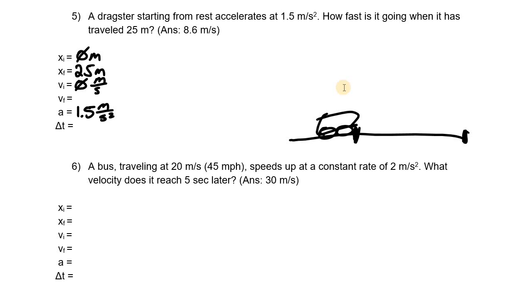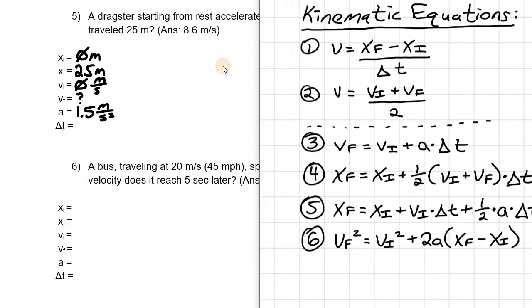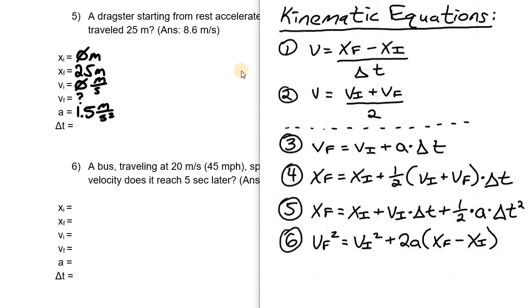Okay, and what is the problem asking us for? How fast is it going when it has traveled this much? Okay, so how fast is it going? Oh, that's our final velocity. That's what we're being asked for. And do we care about our time? Does it tell us anything about time? No. Is it asking us for time? No. So that's the thing that we don't care about.